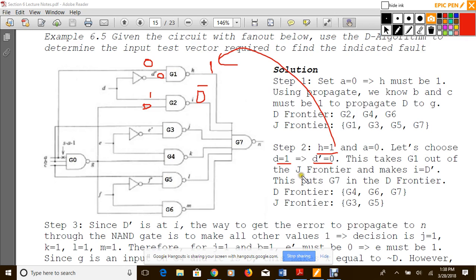This takes G1 out of the J frontier, because now we have verified the correct outputs, right? And so that makes I equal to D bar, which we've already defined here. And this puts G7 in the D frontier, because if we have a 1, we start having D bar. Now we start getting values there. Because if we're expecting a 1 and getting a 0, then automatically it's going to be put on there no matter what.